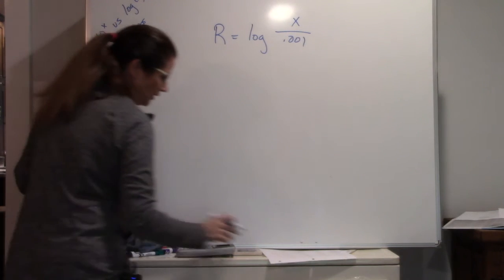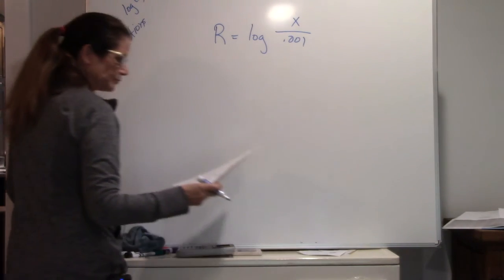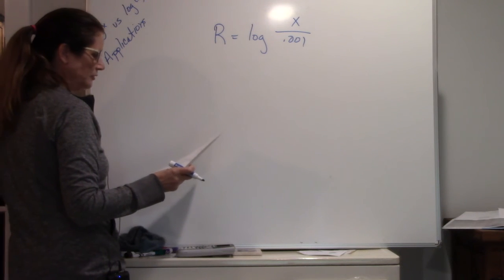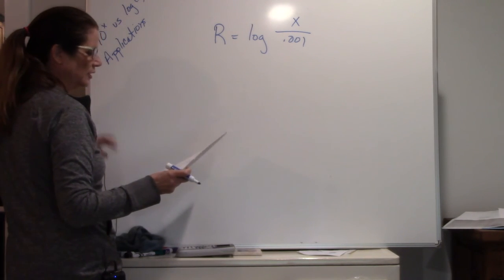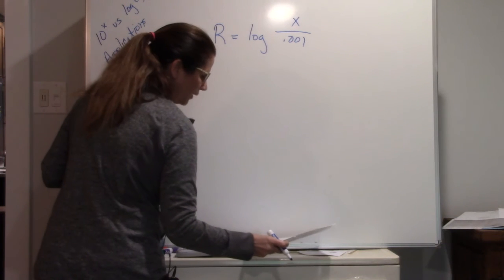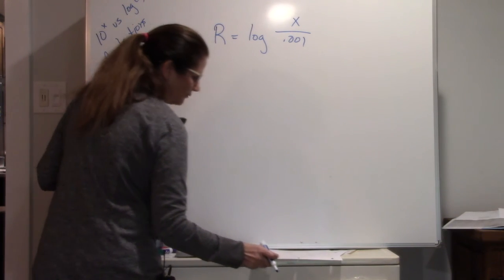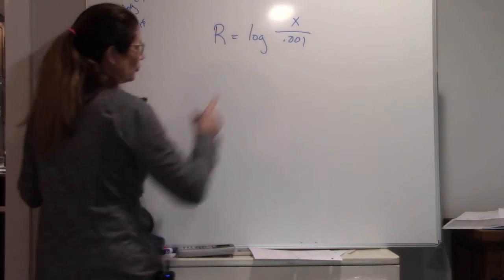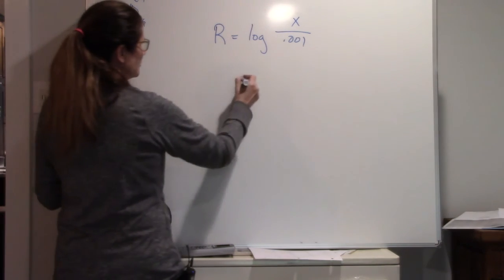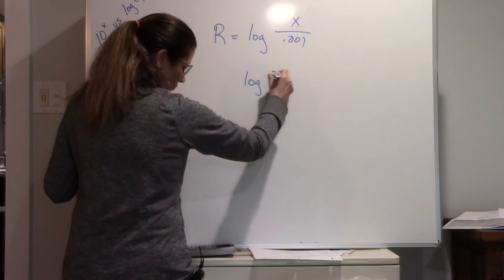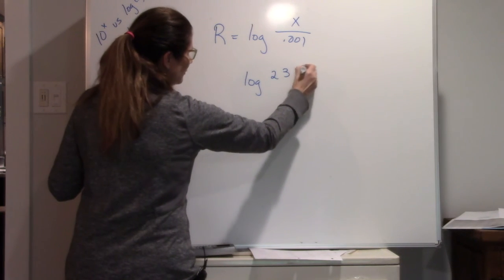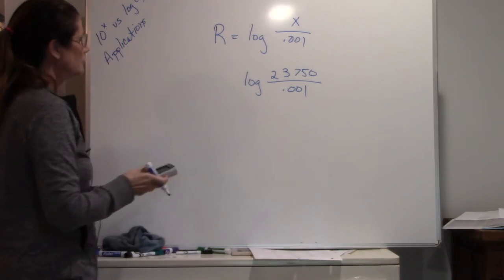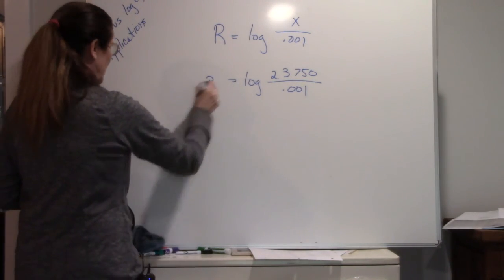So the question is, use this formula, where the reading is in millimeters and R is the magnitude of the earthquake on the Richter scale. Determine the magnitude of an earthquake with a seismographic reading of 23,750 millimeters. So that is our X value. So that's our log of 23,750 divided by 0.001. That will give us the Richter scale.